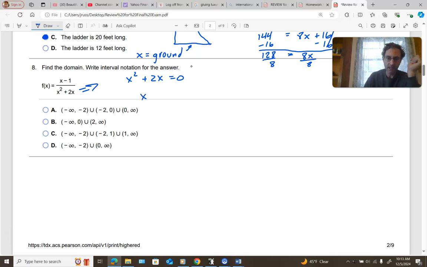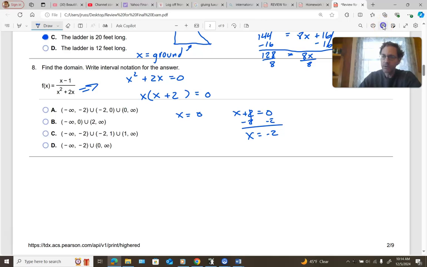I could factor it by taking an x out, and that would leave me with x plus 2. And then if I set each of these factors equal to 0, for this one I'd have to subtract 2 from both sides, then I'd get 0 and negative 2. So these are the two numbers that are not in the domain. So the domain in interval notation is going to go from negative infinity to the lower of these two, which is negative 2. And then from negative 2 to 0, all the numbers in between. And then finally from 0 all the way to positive infinity.